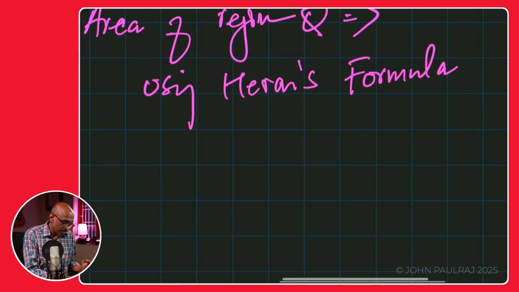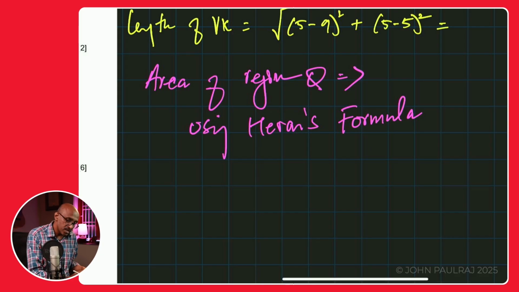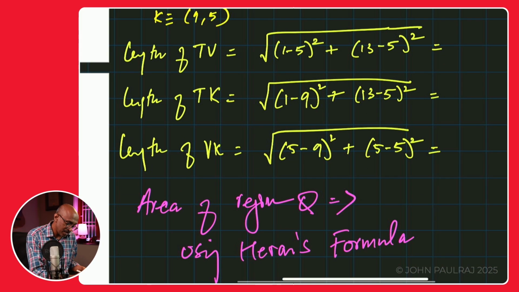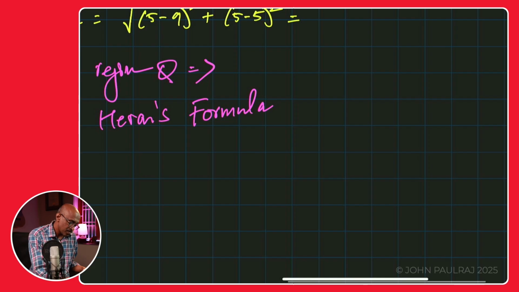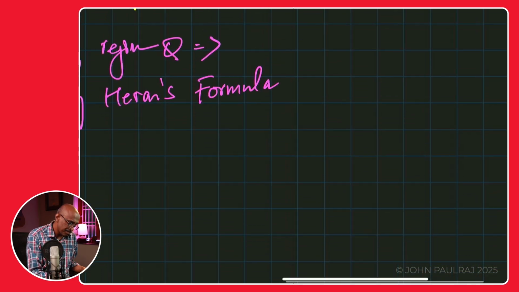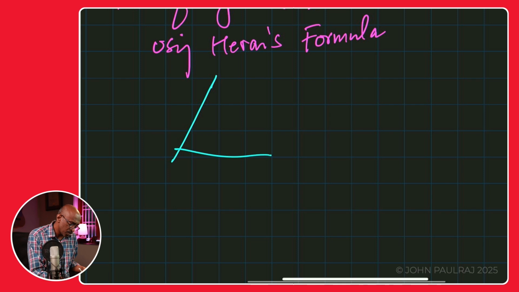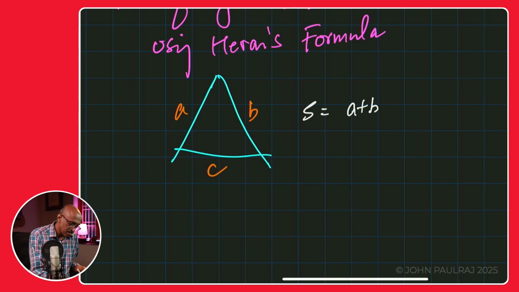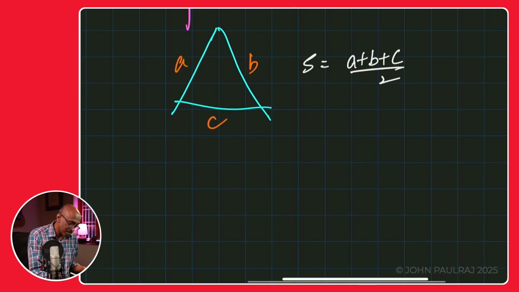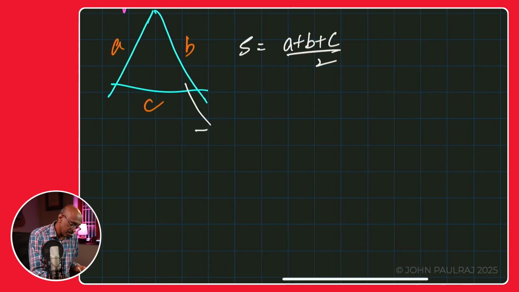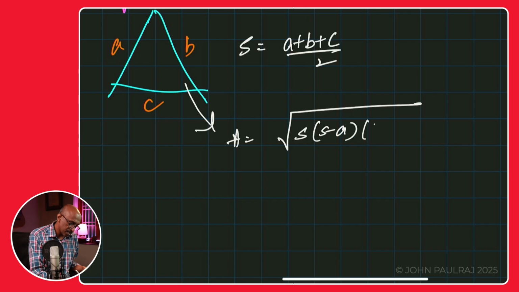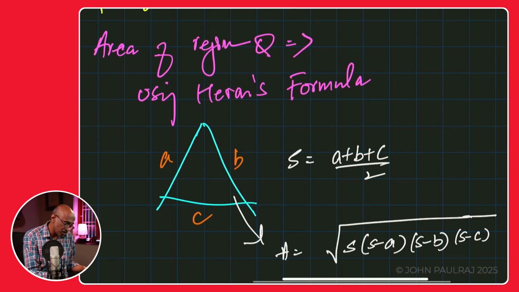We can use Heron's formula, which is basically using what's called the semi-perimeter. So once we find the lengths, we'll find the semi-perimeter. I'll just write down the formula. I'm not sure whether Heron's formula is given in the formula booklet. If you have a triangle with sides A, B, and C, then the semi-perimeter S is A plus B plus C divided by 2. And then the area of the triangle is simply the square root of S times (S minus A) times (S minus B) times (S minus C). That is Heron's formula, and that's the formula that we're going to use.